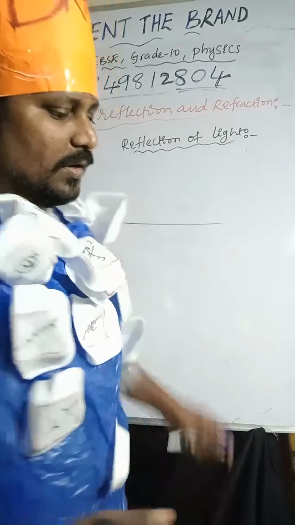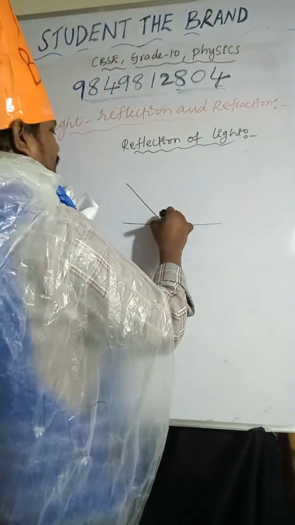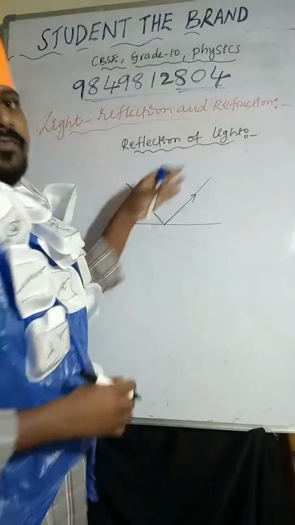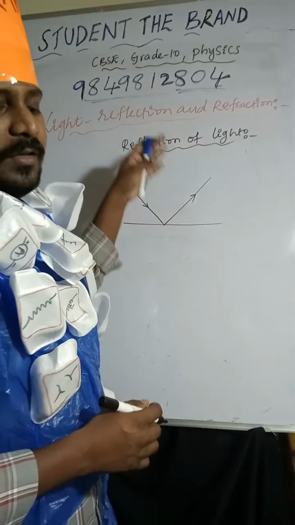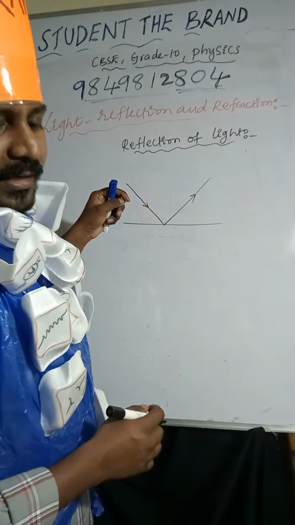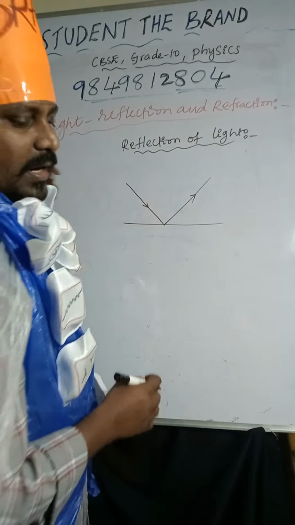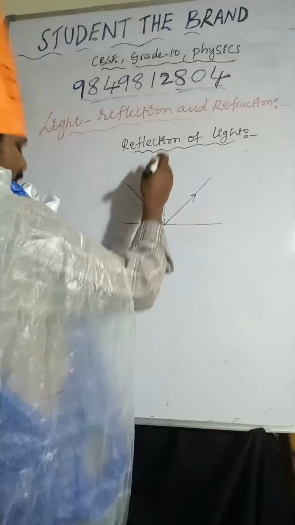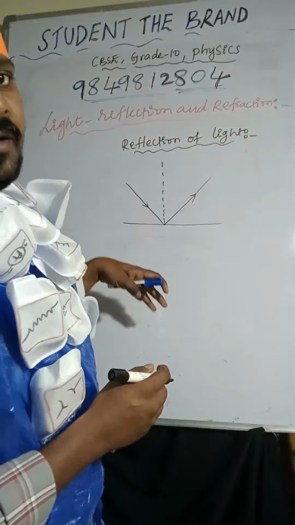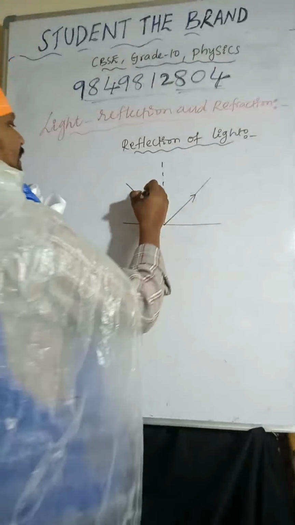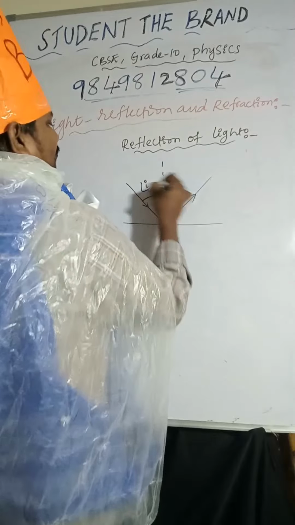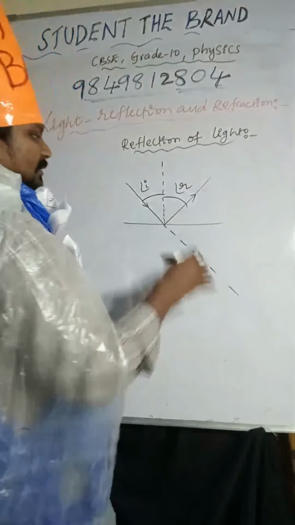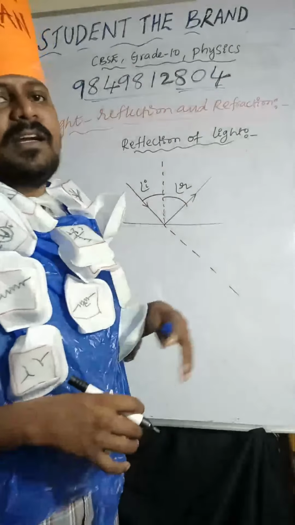So this is the incident ray, reflected ray, and the line which is perpendicular to the plane surface is called the normal line. So incident ray, reflected ray, normal line. The angle between the incident ray and the normal line is called the angle of incidence. The angle between the reflected ray and the normal line is called the angle of reflection.